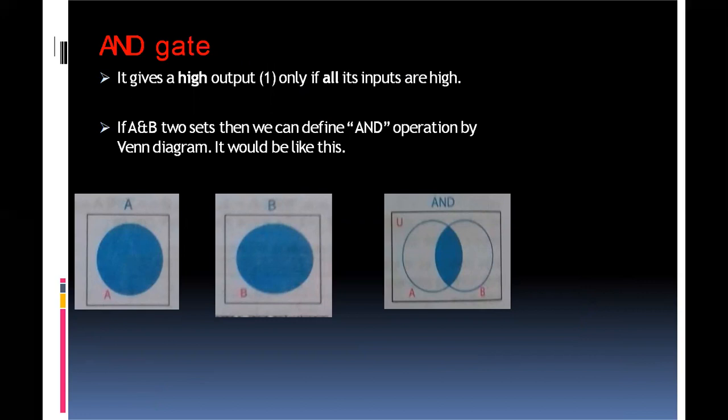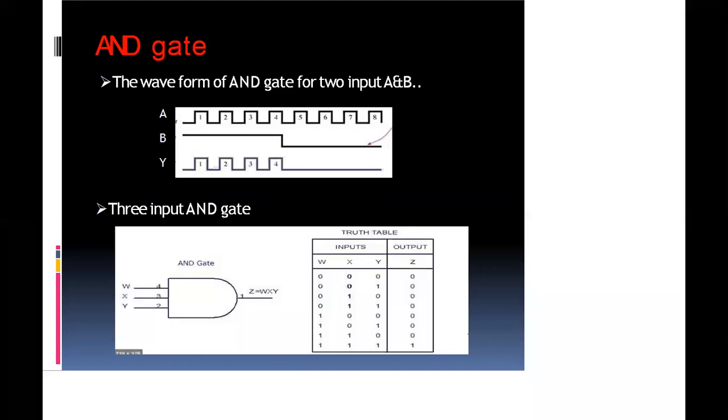Here A and B are two inputs, and the blue colored region is called the AND of A and B. Here AND is nothing but the common region for A and B. And here is the waveform of the AND gate for two inputs: if we put the inputs A and B here, then we finally get the result of the output.